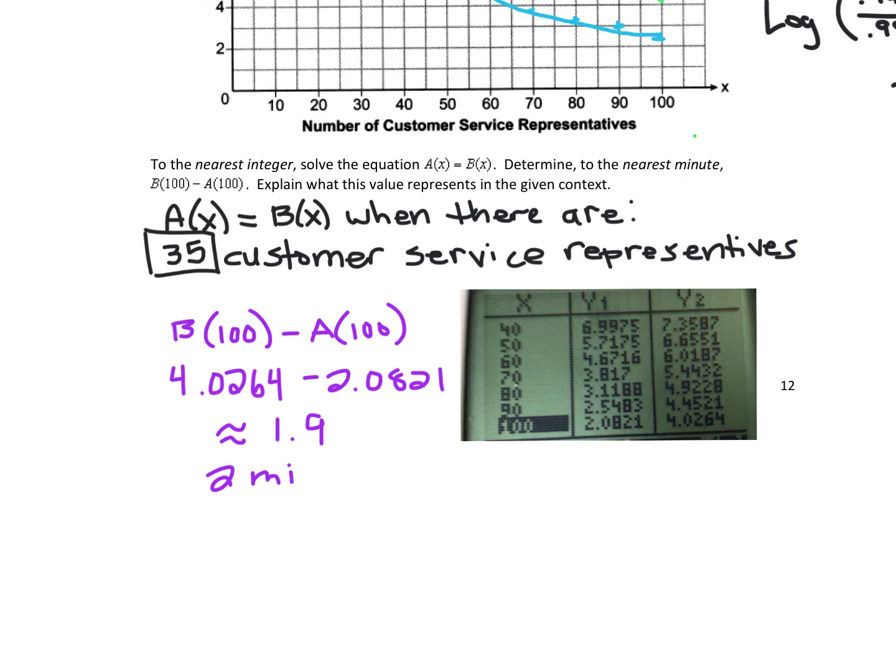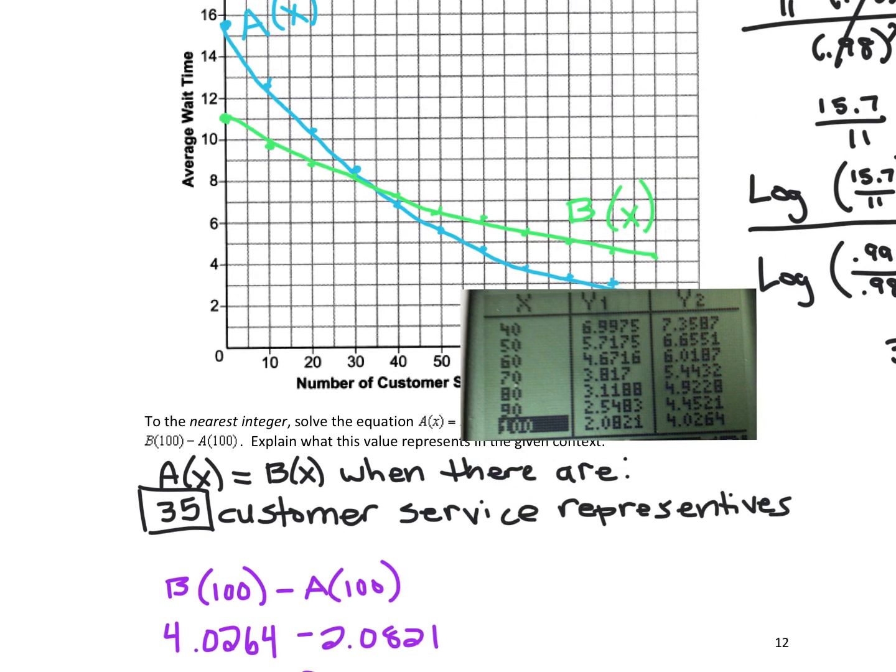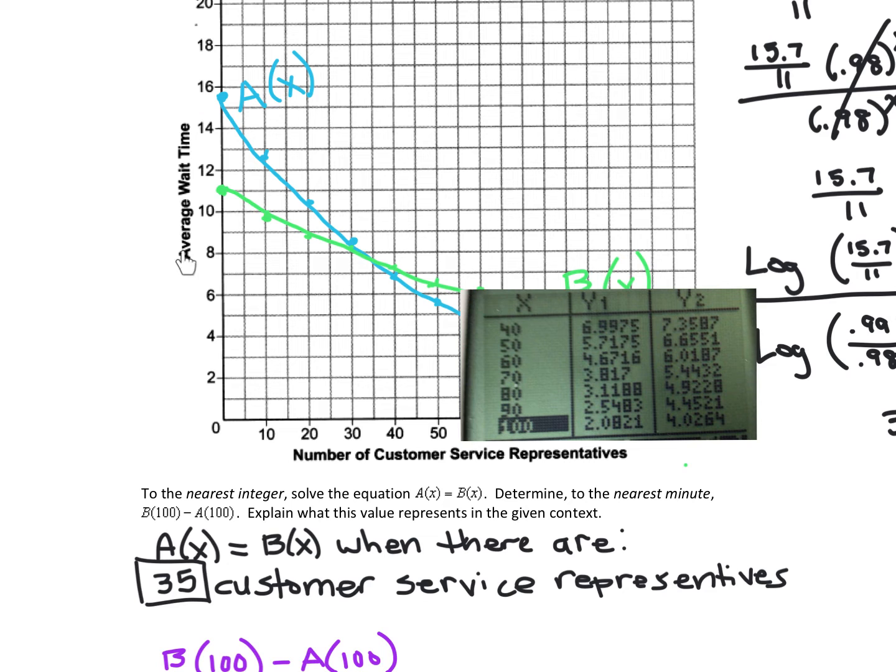Now, they want us to explain what that means in the context of this problem. Basically, if we plug 100 in for the x, the x means the number of customer service representatives. So when there are 100 customer service representatives, the difference in the average wait time would be 2 minutes, right? Because the y value represents the average wait time.